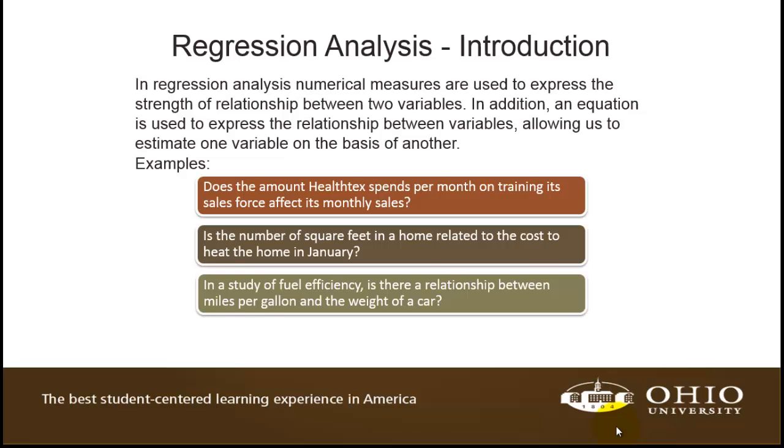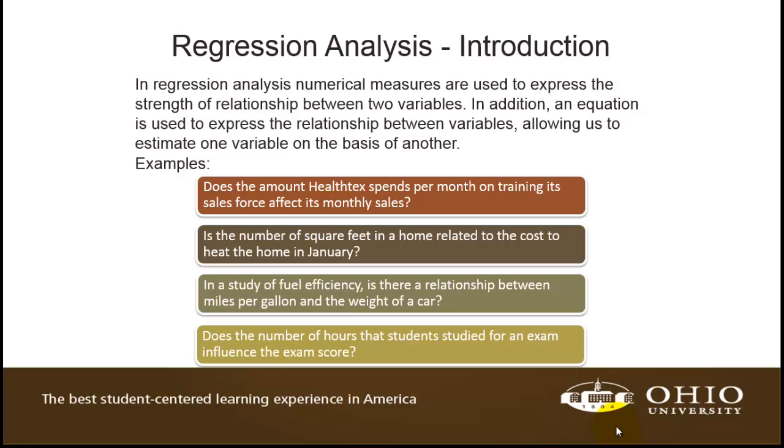In the third example, we're looking at fuel efficiency, and we want to know whether the weight of a car affects the miles per gallon. So in that case, the miles per gallon is what we'd like to be able to predict, and that's the dependent variable, and the weight of the car is the independent variable. In the final example, we want to know whether the number of hours that students study for an exam has any impact on the exam score. So the exam score is the dependent variable. The number of hours studied for the exam would be the independent variable.